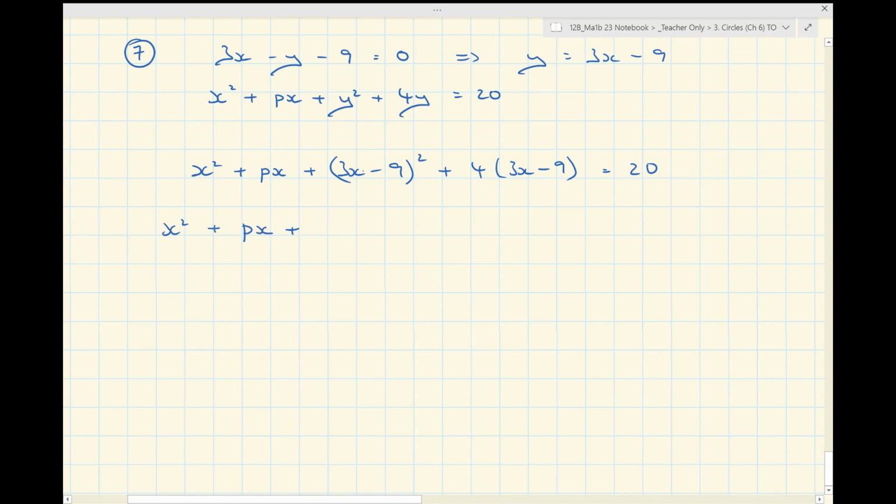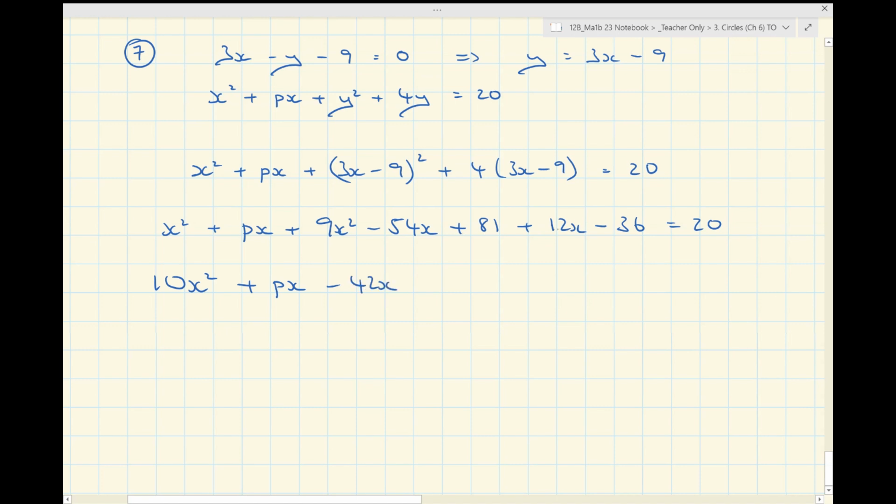Expand those brackets there. 9x squared, 9 3s are 27, so that's going to be minus 54x plus 81 plus 12x minus 36 equals 20. Brilliant. Right, let's tidy that up, shall we? So I'm going to have 10x squared. Now the x's, I've got px, and then I've got minus 54x plus 12x, which is minus 42x.